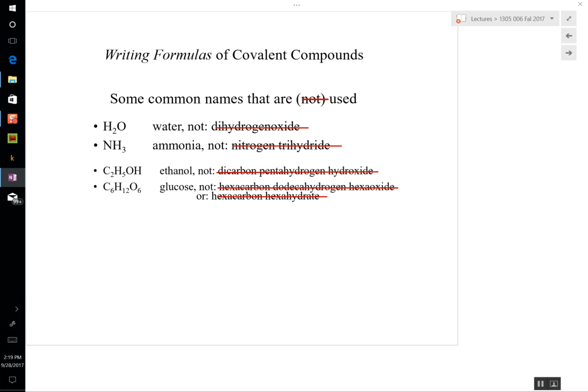Because organic compounds have their own nomenclature system, the IUPAC system of naming organic compounds. So they're in a huge class all by themselves because there are literally tens of thousands of carbon-based compounds, organic compounds. So they have their own way of being named, and that's a big chunk of chemistry 1307. What are these different classes of organic compounds and how are they named?